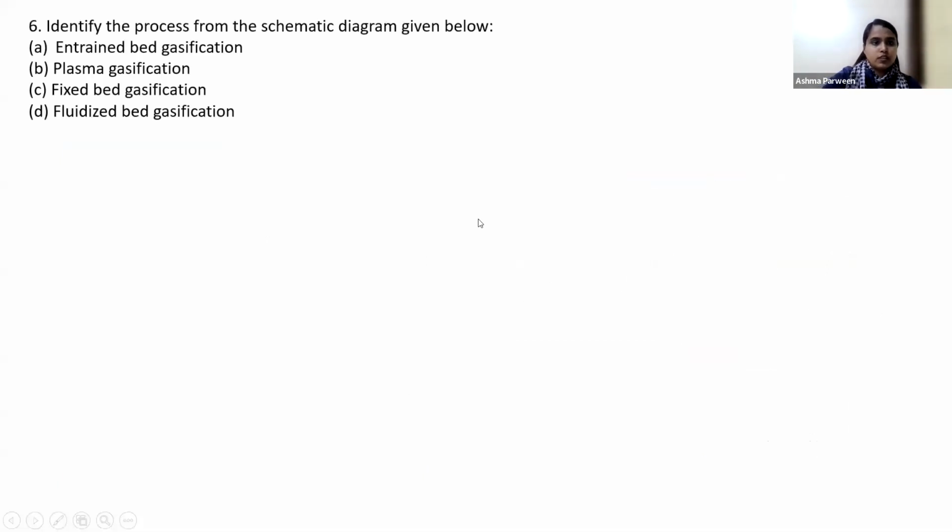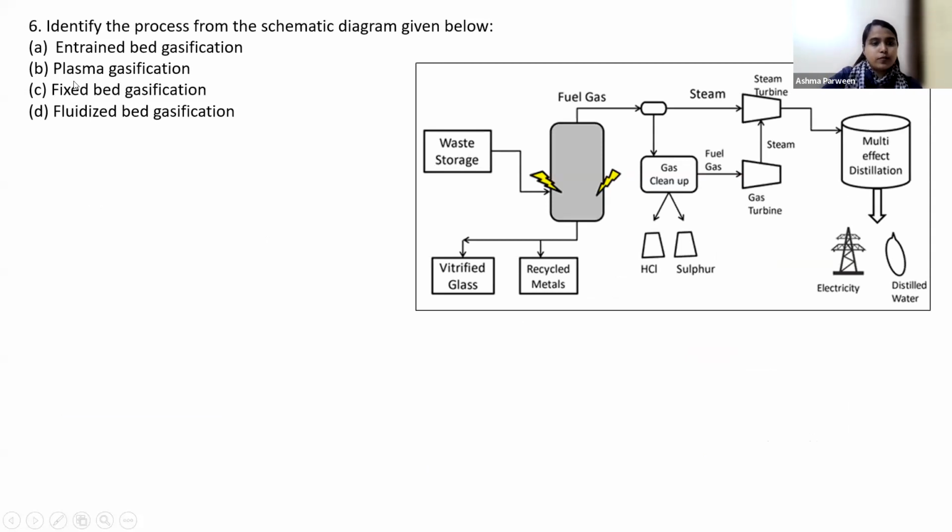So the correct answer is plasma gasification. It is also a direct question from the slide. We just have to identify the gasification reactor by seeing the picture. Next question is, bio oil yield for auger or screw reactor is. It is also a direct question.